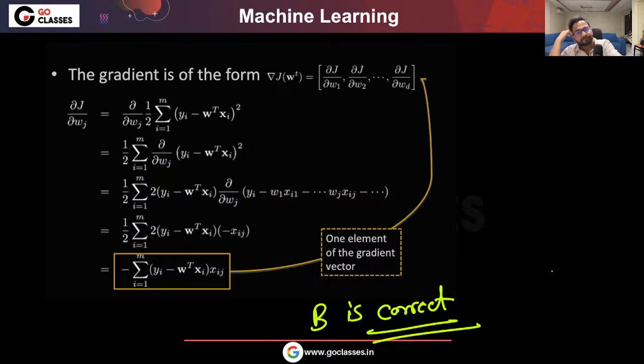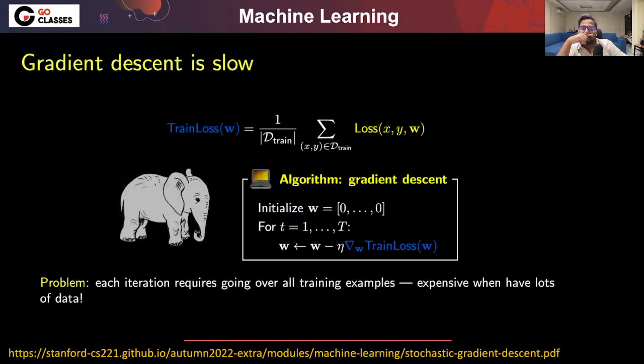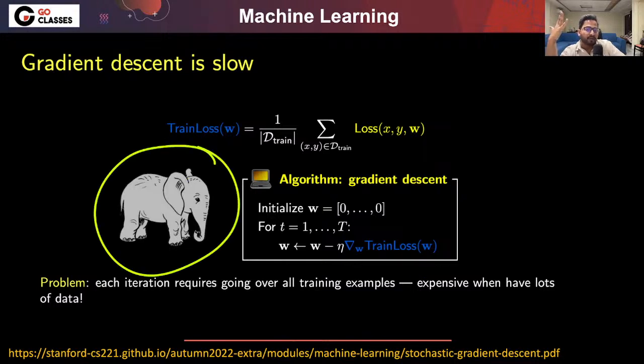Now actually this gradient descent is slow. It's just like an elephant. Why is this gradient descent slow? Let me just tell you. See, the gradient descent update formula is like this. It is a little slow.